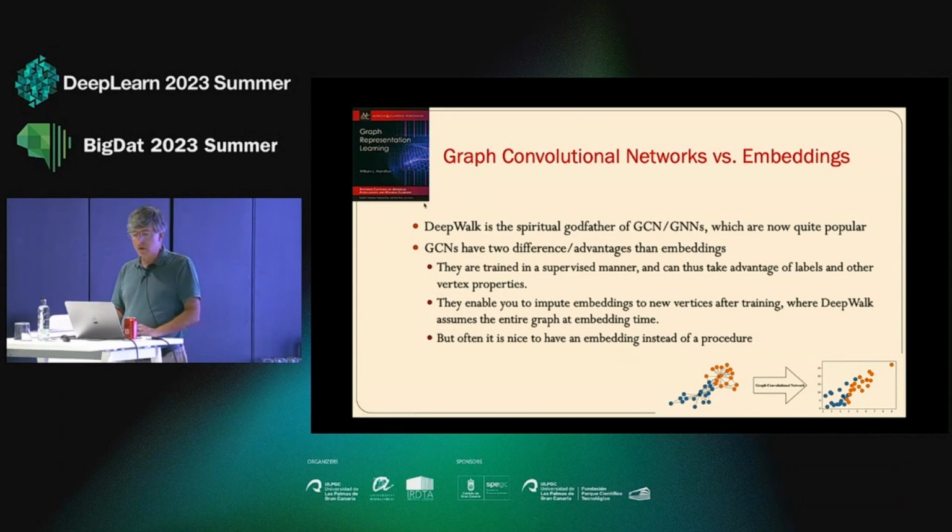And if you want to learn about this world, there is a book there. This is a mature enough area. There's a book on graph representation learning. This kind of covers both graph embeddings and these graph neural networks. Any questions about these? Okay, good.